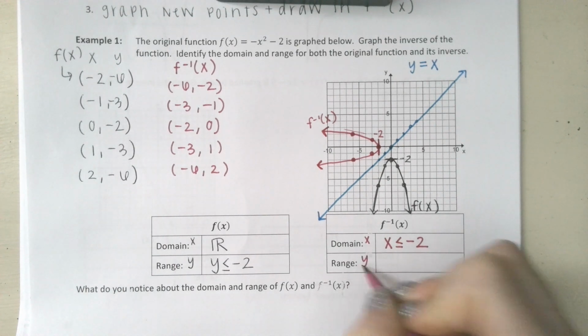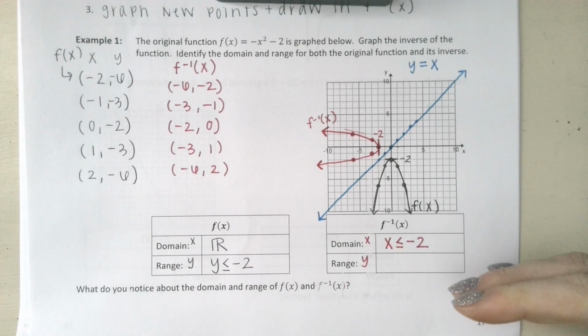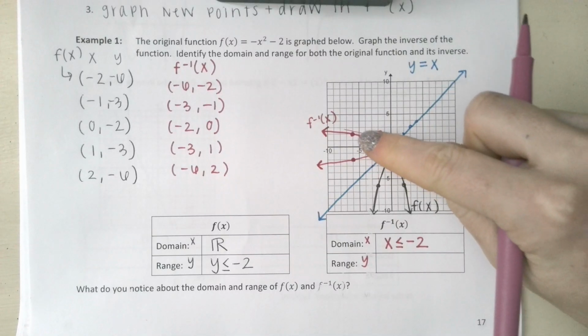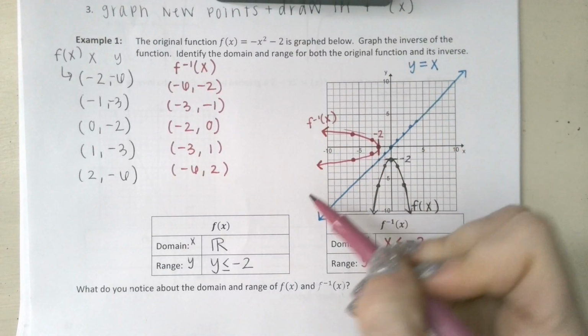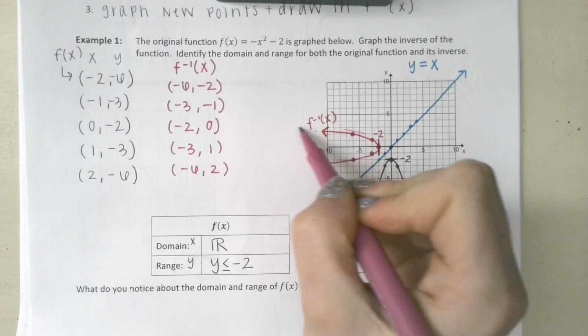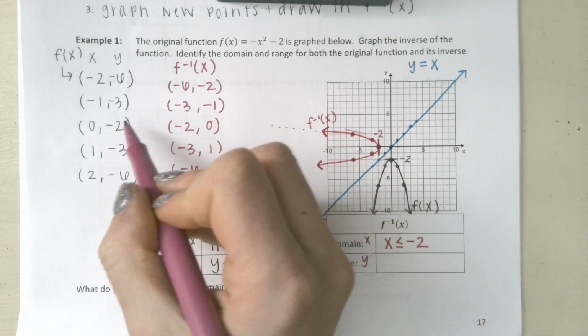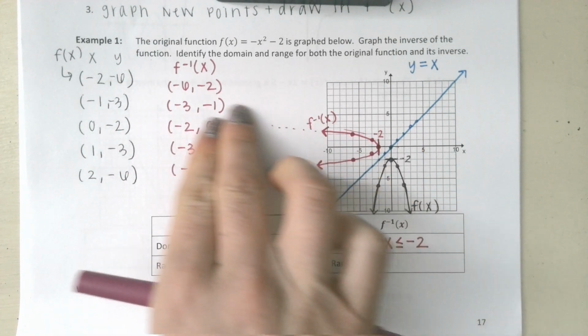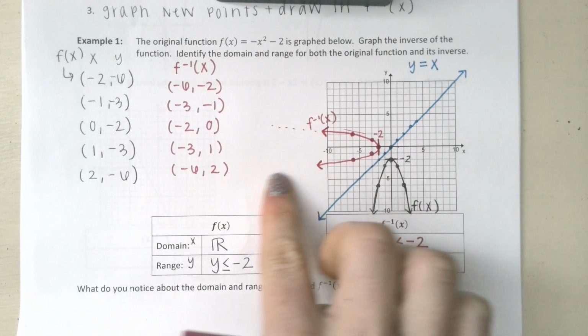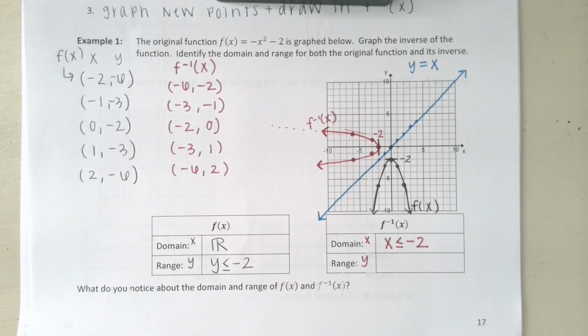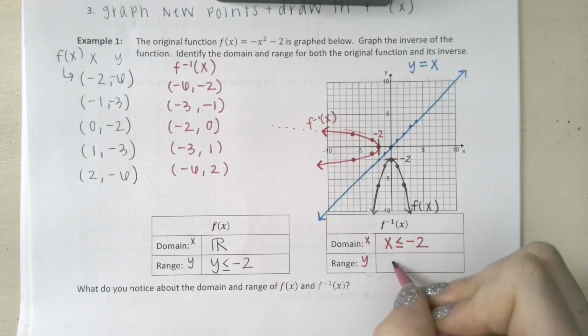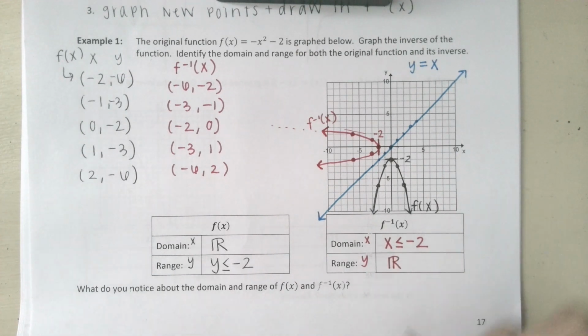Range, again, looks at y values, so I'm looking up and down on my graph. Although it looks like this might be flattening out, technically this parabola is going to continue to move upwards. It's going to be very gradual, but it's continuing to move up, and it's continuing to move down. There's no restriction, no stopping point, so my range is all real numbers.